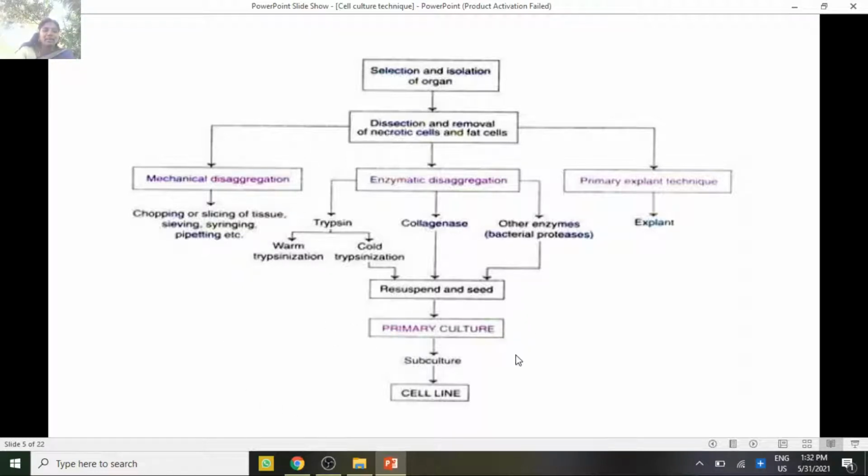a primary cell culture. If you get the cells directly from the source, that is, after dissecting and isolating the cells from the organism, and you grow them in the first culture, we call it a primary cell culture. After obtaining this primary cell culture, you can go for passaging, or subculturing. Then we can end up with a homogeneous type of cells, and those homogeneous cells we call a cell line. This is the overall flow chart of the cell culture technique, so we'll study it one by one.